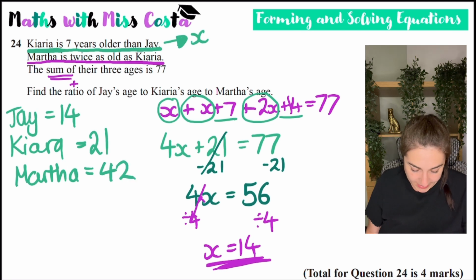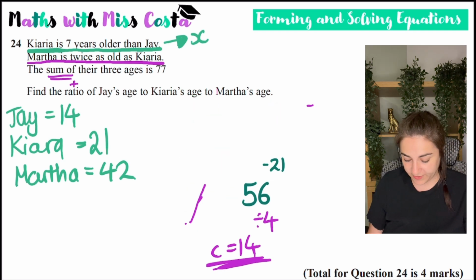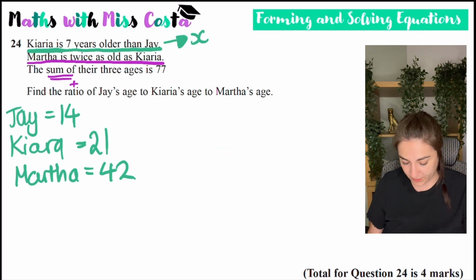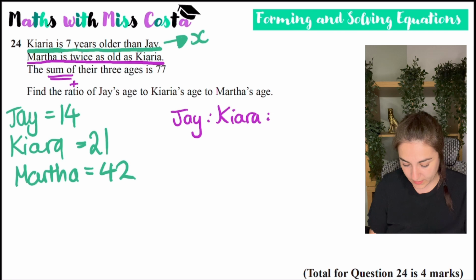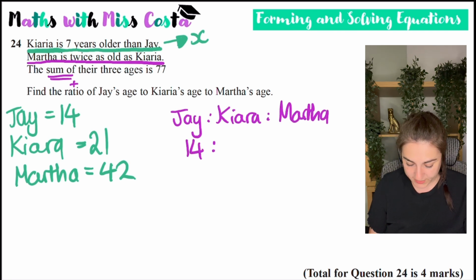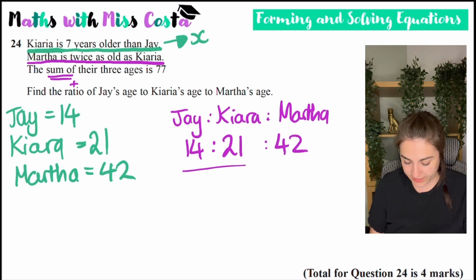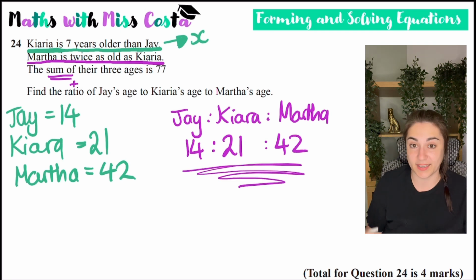Find the ratio of Jay's age to Kiara's age to Martha's age. So all I'm going to do is just write out their names. So I've got Jay to Kiara to Martha. And Jay is 14, Kiara is 21, and Martha is 42. So the ratio of the ages is 14 to 21 to 42. It hasn't asked me to simplify them, so I don't need to.